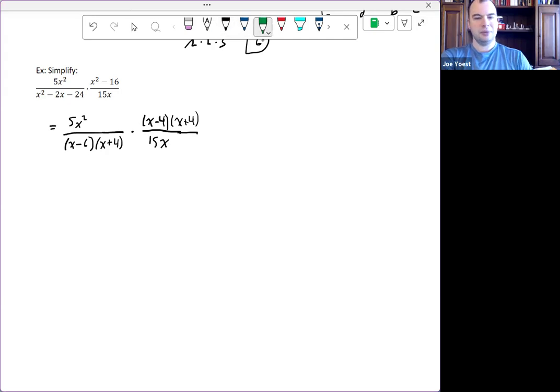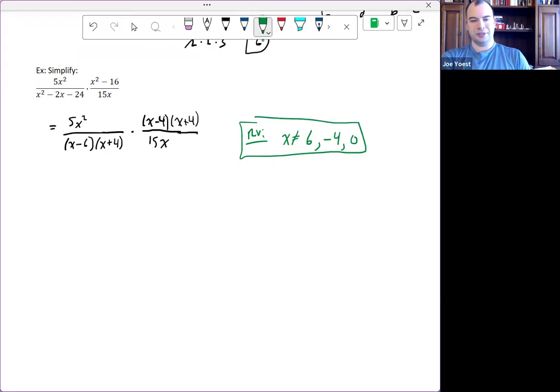Now, one thing that I really probably want to do here, I'll typically skip over this step when we're focusing more on multiplying, dividing, adding, subtracting rational expressions. But something that we really ought to do is write our restricted values. Now that things are factored, I can see what's not allowed to be plugged in. x minus 6 is in the denominator, so x cannot be 6. x plus 4 is in the denominator, so x cannot be negative 4. And 15x is in the denominator, so x cannot be 0. So before I start doing operations on my rational expressions, and certainly before I start simplifying things, I want to make note of my restricted values.